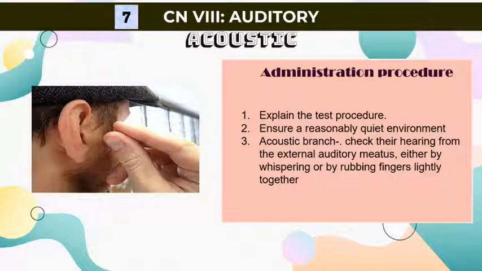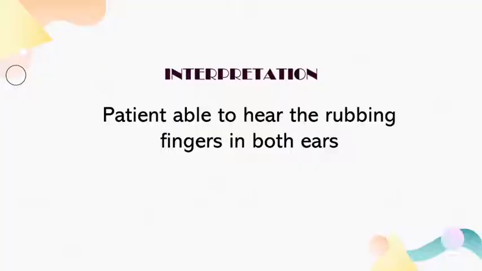The 7th component is the auditory nerve. There are 3 tests. The first one is the acoustic test. Here is the administration procedure. For the auditory test, I will rub my fingers beside your ear. If you can hear the sound, say yes. Yes. Yes. Okay, good. Interpretation for the acoustic test: patient is able to hear the rubbing fingers in both ears.